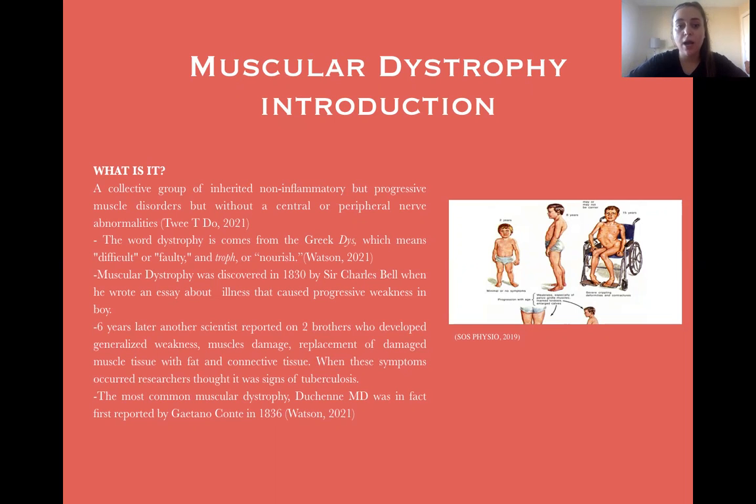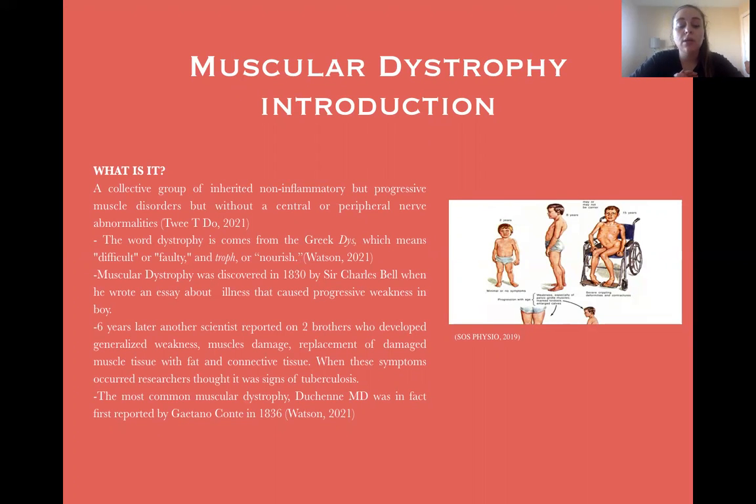Six years later, in 1836, another scientist reported two brothers who developed generalized weakness, muscle damage, and replacement of damaged muscle tissue with fat and connective tissue. With these symptoms, they were confused. They thought a lot of these symptoms were relevant to tuberculosis. So back then, a lot of boys that actually had muscular dystrophy had wrong diagnoses due to the fact that they thought it was tuberculosis.